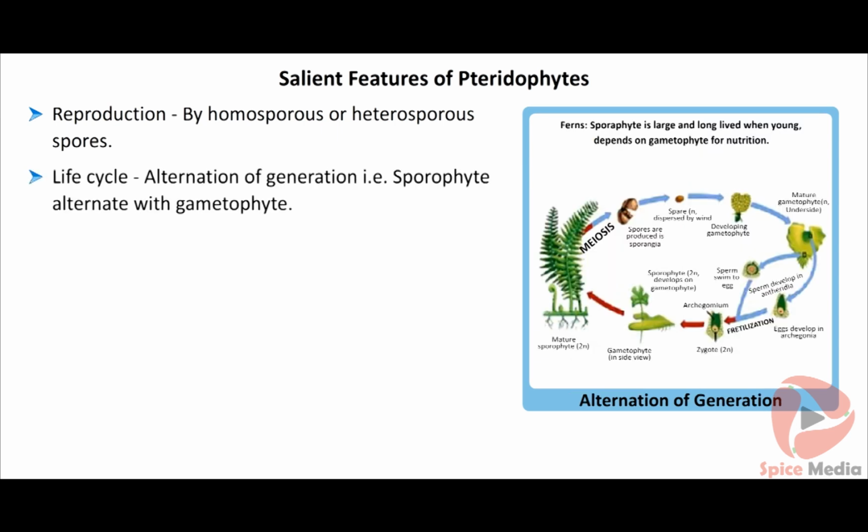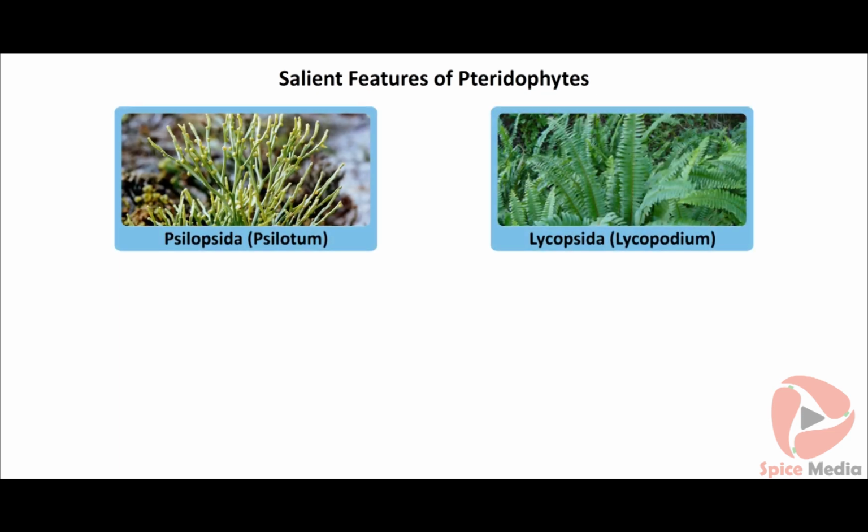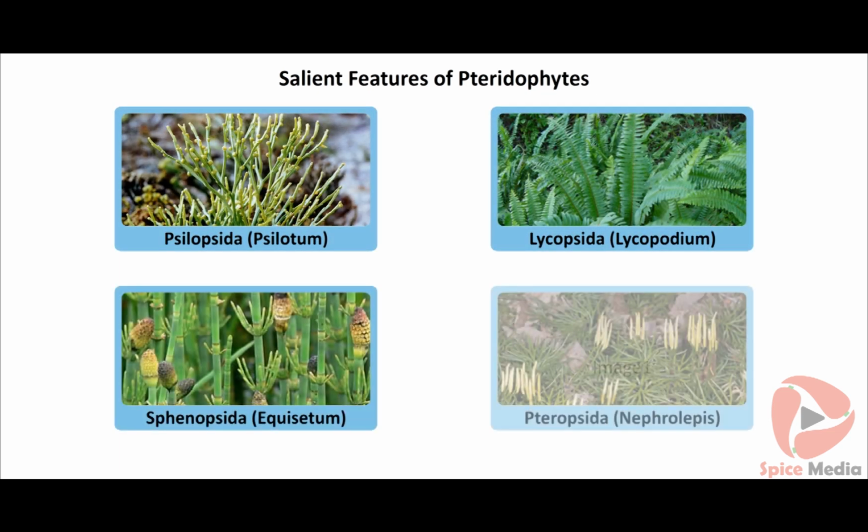They show alternation of generation, that is, the sporophytic plant body which produces spores alternates with gametophytes which produce gametes. The alternation of sporophyte with gametophyte is called alternation of generation. Pteridophytes have been divided into 4 classes, namely Psilopsida, Lycopsida, Sphenopsida and Pteropsida. Psilotum is the type genus of the class Psilopsida, the same with Lycopodium for Lycopsida. Equisetum is the only surviving genus of the class Sphenopsida, and the advanced Nephrolepis belongs to the class Pteropsida.